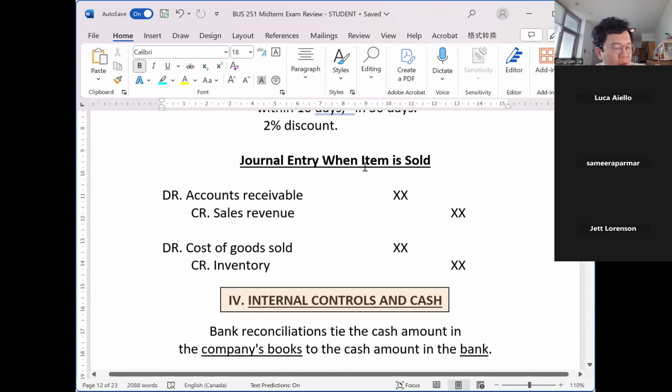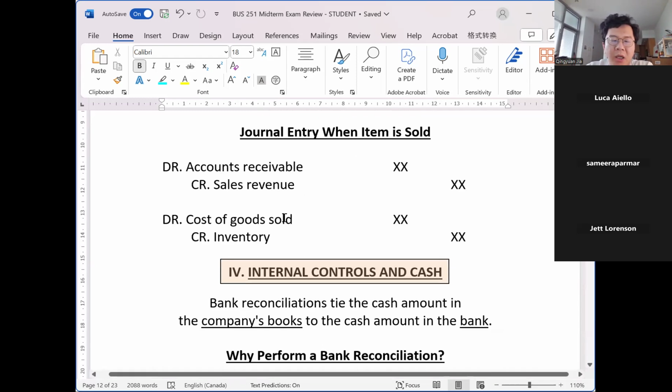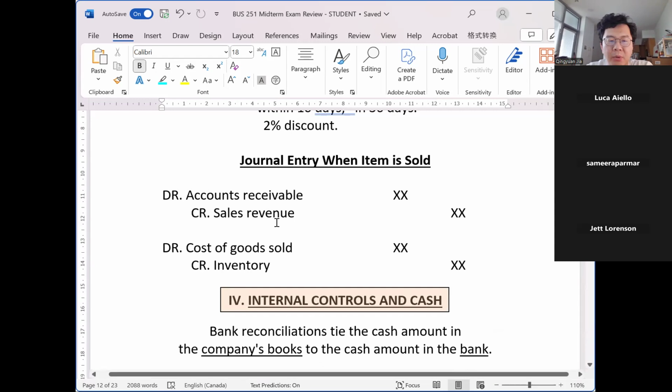So the journal entry when an item is sold. Whenever we sell something, we have to credit sales revenue. We are trying to recognize the revenue. And if we didn't receive the money yet, when it's sold on account, the other party hasn't paid us yet, we put this into account receivable. And at the same time, don't forget to book the COGS, the cost of the selling activity. We debit COGS and credit inventory. Yeah, that's it.